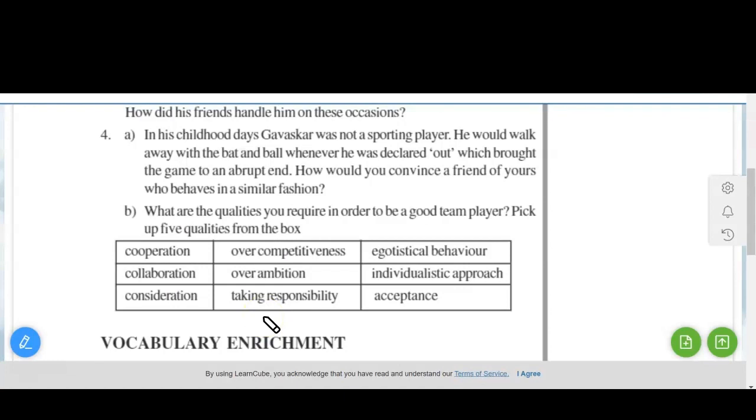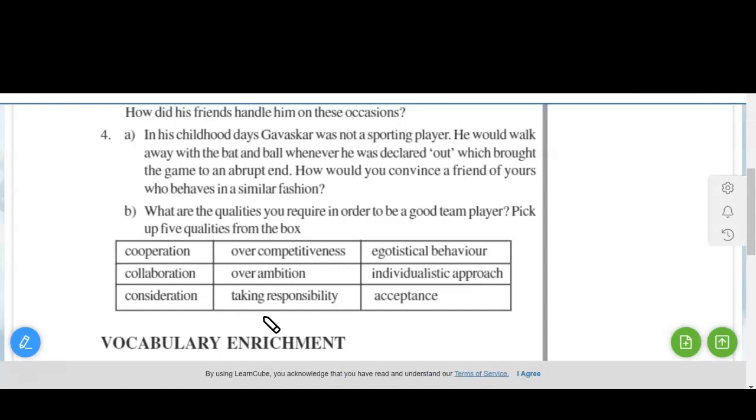Pick up 5 qualities from the box. So here so many qualities are given. Some are positive, some are negative. So let's check which are the qualities that are required for a good team player.